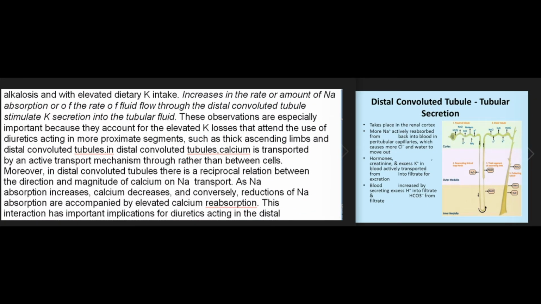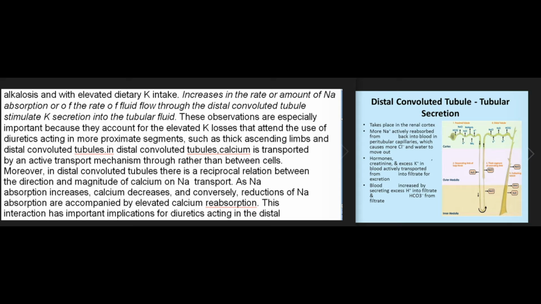Increases in the rate or amount of Na absorption or the rate of fluid flow through the distal convoluted tubule stimulate K secretion into the tubular fluid. These observations are especially important because they account for the elevated K losses that attend the use of diuretics acting in more proximate segments, such as thick ascending limbs and distal convoluted tubules.